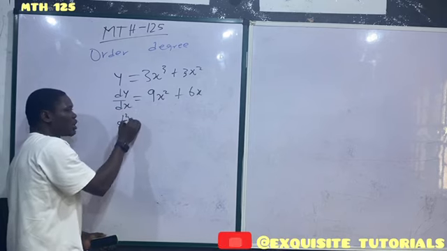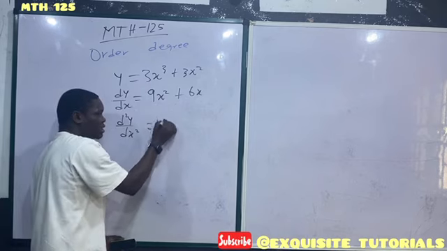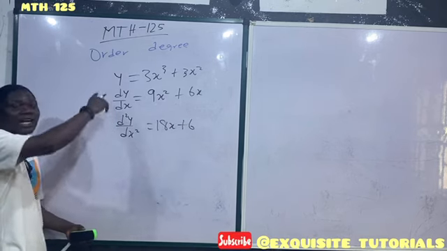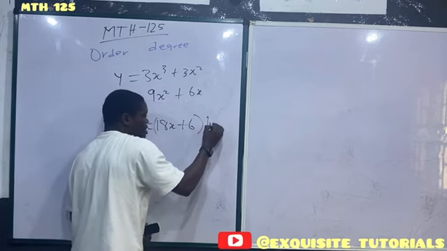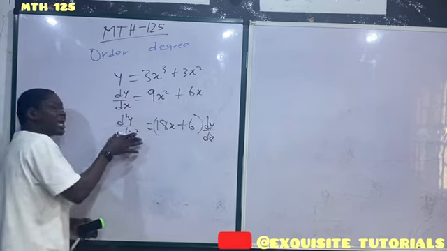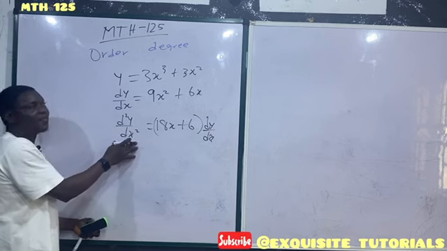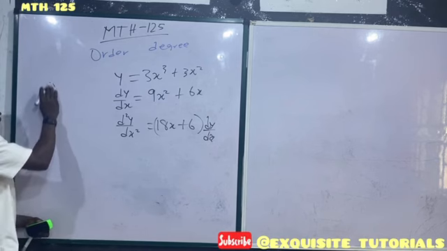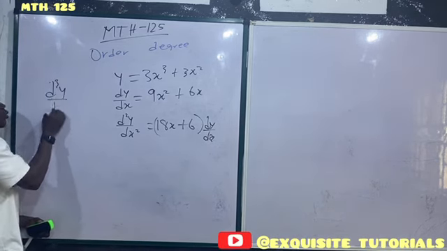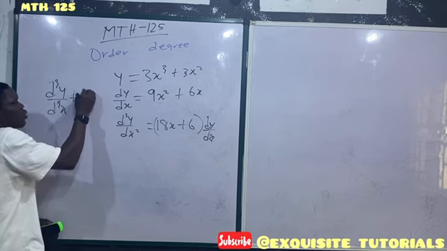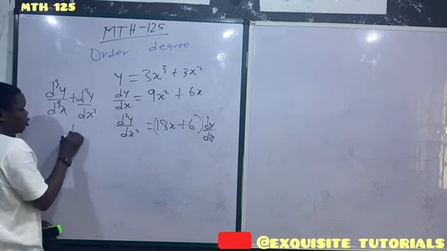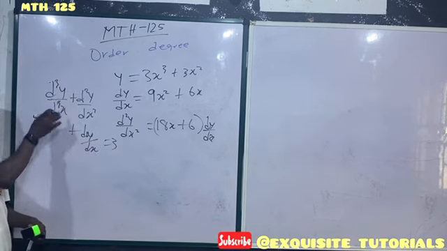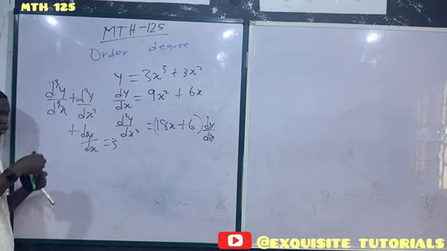If I differentiate the second time, I have something like this, 18x plus 6. Because I have the second derivative here as the highest derivative, even if I have another dy over dx here, the highest derivative is the second derivative, and that becomes the order of this differential equation. So if you have something like d cube y over dx cube plus d squared y over dx squared plus probably dy over dx equals 3, the highest derivative here is 3. So the order of this differential equation becomes 3.